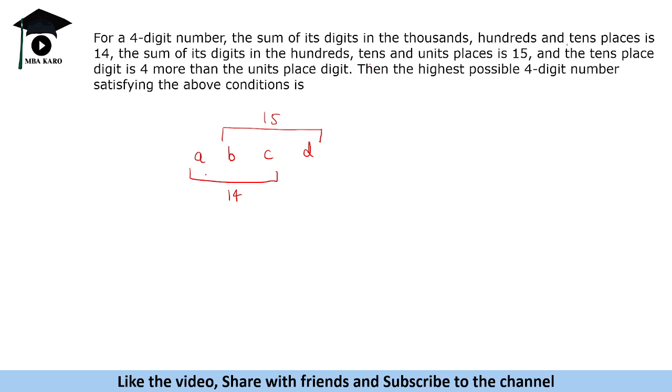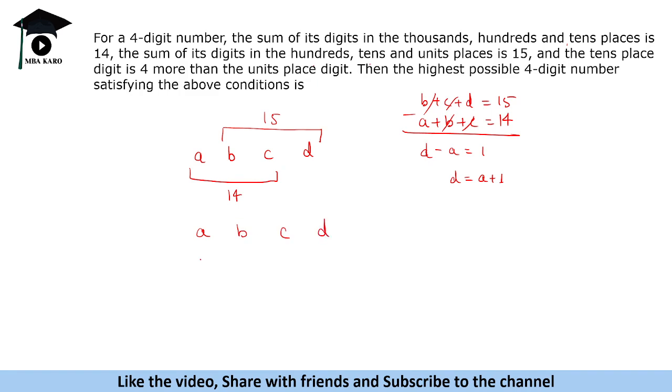All right, so let us do one thing. We are given that a plus b plus c is equal to 14, and b plus c plus d is equal to 15. So when we subtract these, b plus c is common, and we get d minus a is equal to 1. So can we say that d is equal to a plus 1? So let us say these are the digits a, b, c, d. This is a, this will be a plus 1.